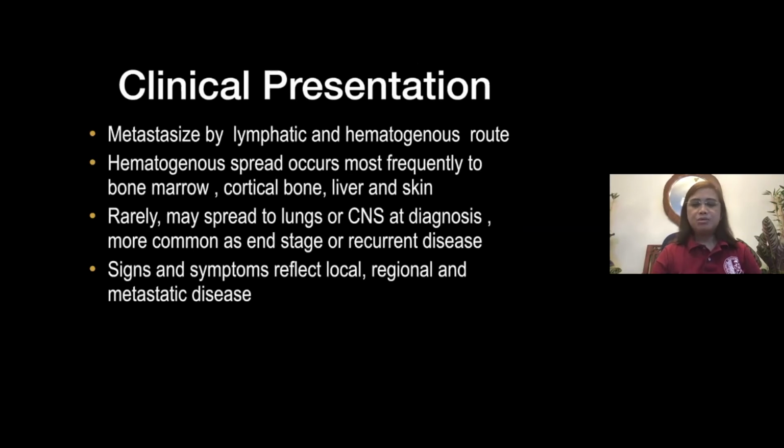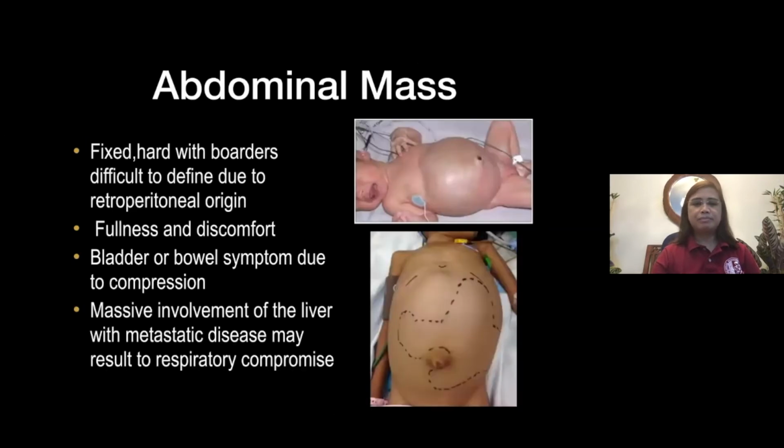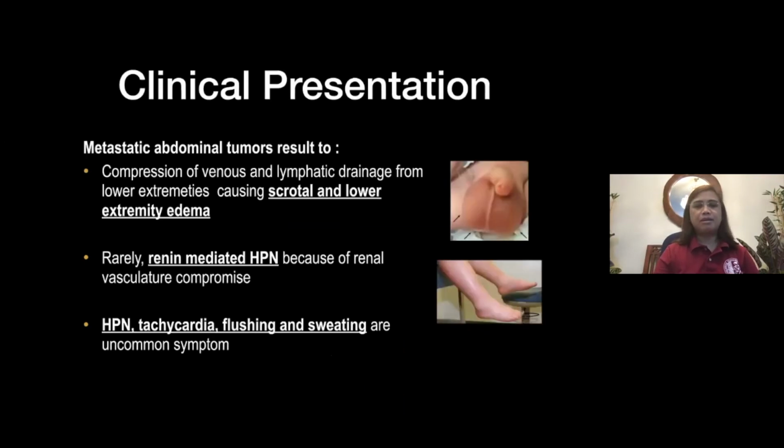Signs and symptoms reflect local, regional, and metastatic disease. Neuroblastoma presents as an abdominal mass which is fixed, hard, with borders difficult to define due to retroperitoneal origin. The child may also manifest with fullness and discomfort. Bladder or bowel symptoms can also be present due to compression. Massive involvement of the liver with metastatic disease may result in respiratory compromise.